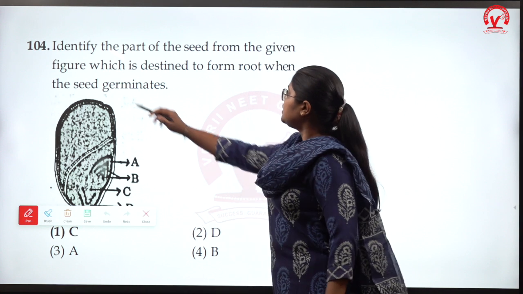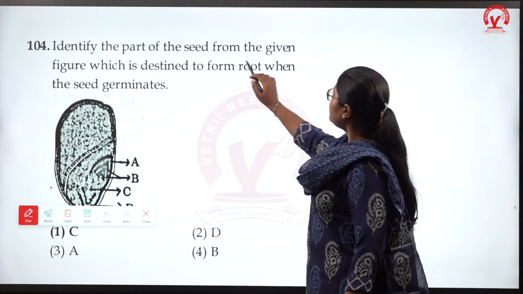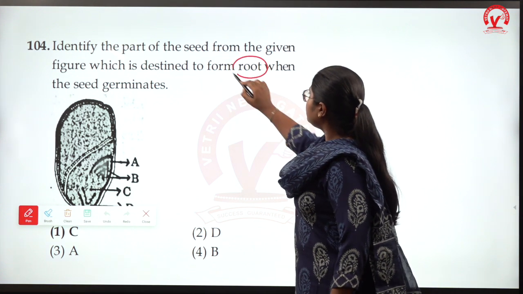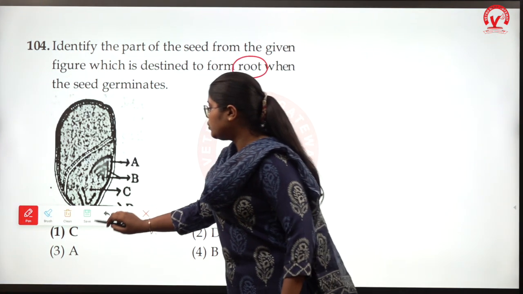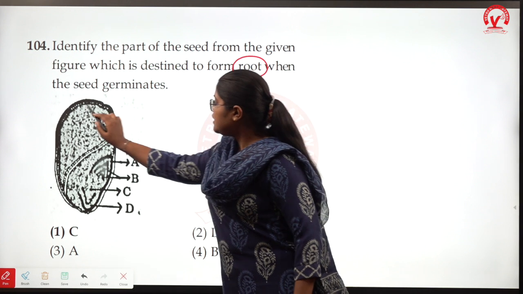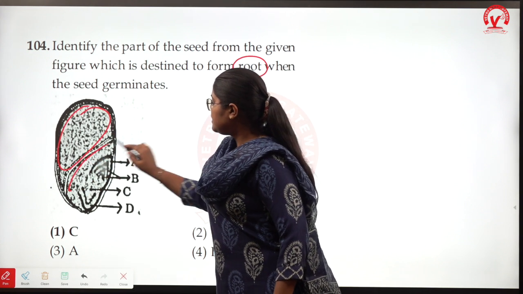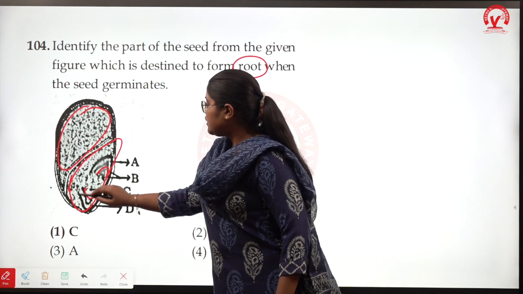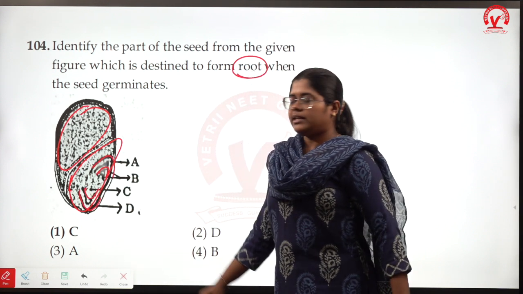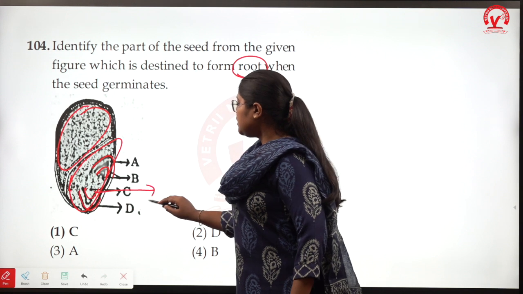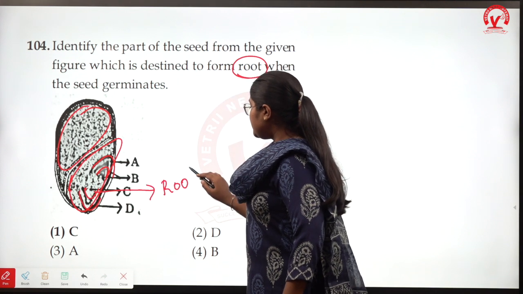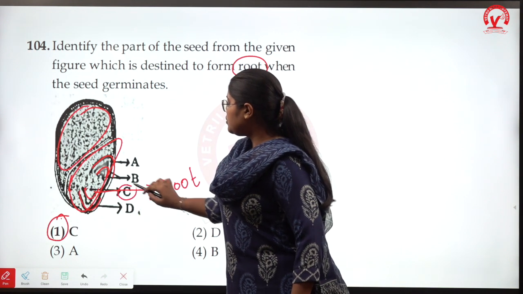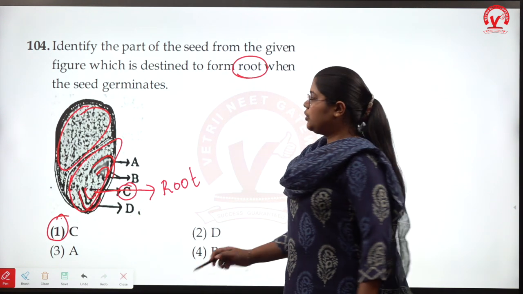So next question வந்து identify the part of seed from which the given figure is destined to form the root. So root எந்த part form பண்ணும் அப்படினு கேட்டிருக்காங்க. So இதில் this part will be endosperm and this is embryo which consists of plumule, radicle, coleorhiza and coleoptile. So radicle இருந்து தான் நம்மளுக்கு root form ஆகும். So option இதில் வந்து first option will be correct because C codes for radicle of the monocot seed.